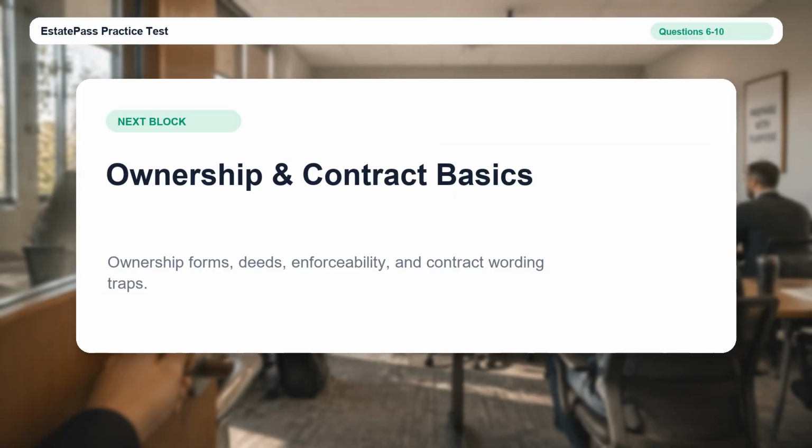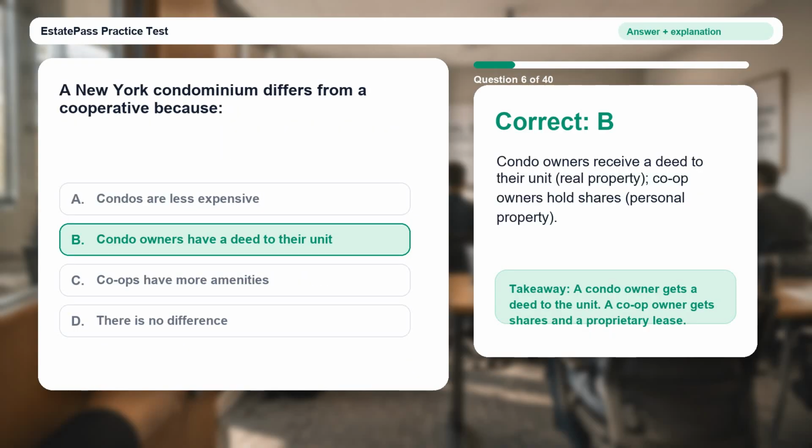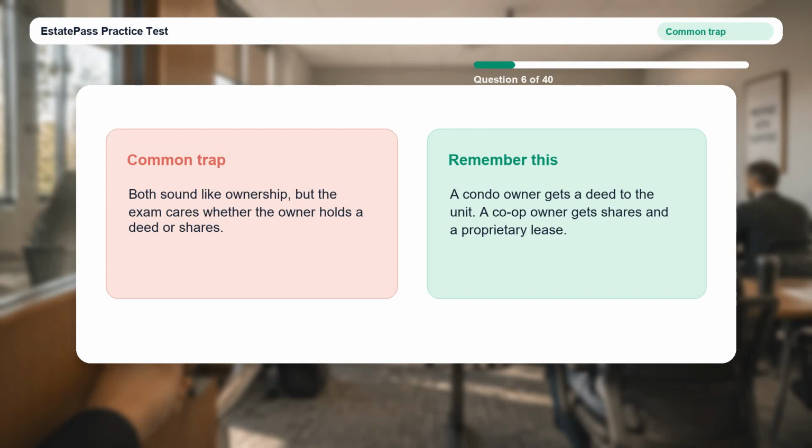Next block. Ownership and contract basics. Ownership forms. Question 6. A New York condominium differs from a cooperative because. Your choices are A. Condos are less expensive, B. Condo owners have a deed to their unit. The correct answer is B. Explanation. Condo owners receive a deed to their unit, real property. Co-op owners hold shares. Common trap. Both sound like ownership, but the exam cares whether the owner holds a deed or shares.